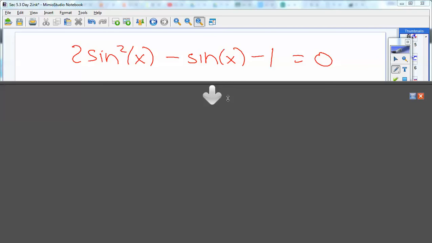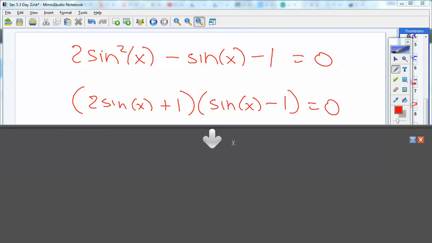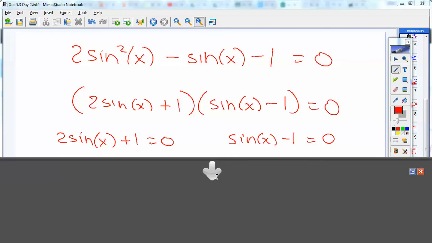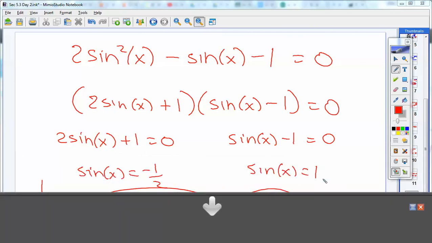How many answers? 3. Good. Right? 2 sine plus 1, sine minus 1. I think I foiled that, right? Yeah. Okay? And then set each one of those equal to 0. The first one you're going to take away 1, divide by 2. So that's going to be negative 1/2. This one you'll add 1, sine equals 1.